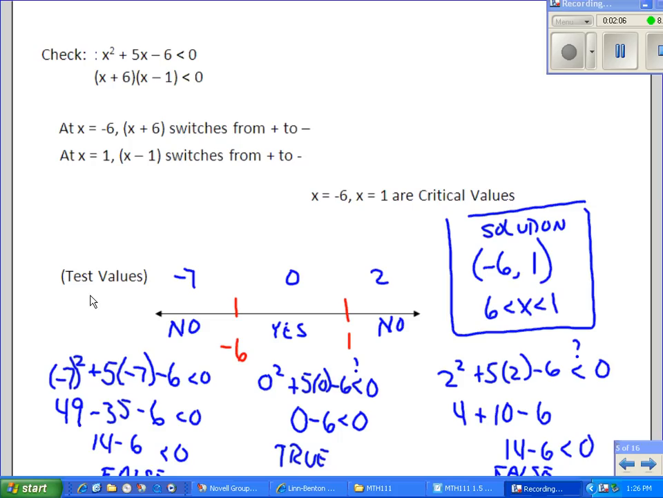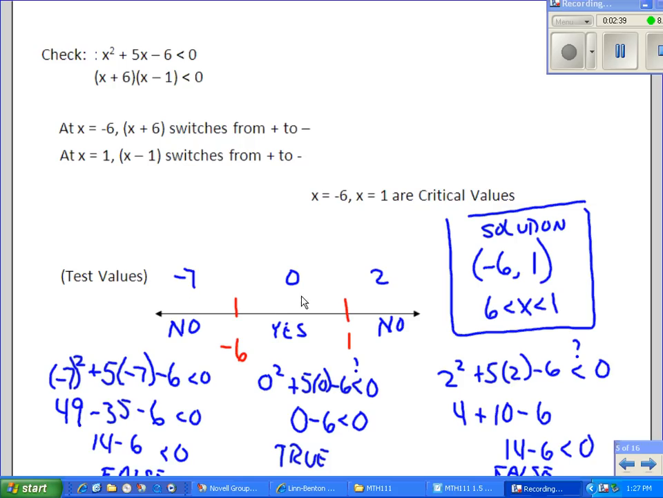And then we're going to arbitrarily pick three test values, one out of each of these three regions. This is where it seems a little weird because there's lots of values we could pick to be the test value. So negative 7 is one we picked for this area. We could have easily picked negative 10. And then 0 is an arbitrary value in this range between negative 6 and 1. And then 2 is an arbitrary value in the region greater than 1. And we could have picked 2, 3, 4, 5, 6, any nice number that's greater than 1.